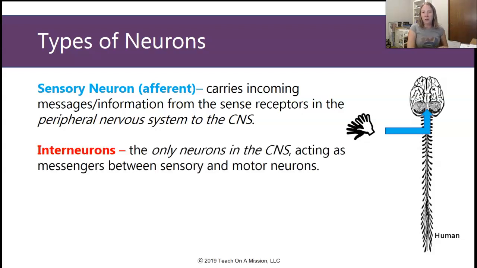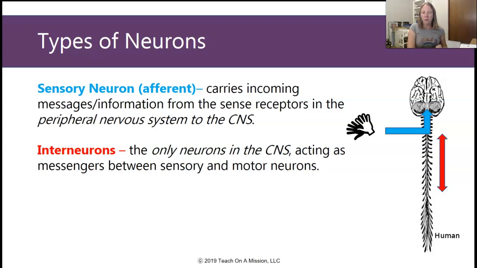Next, we have interneurons. These are the only neurons in the CNS. So your central nervous system is comprised only of interneurons, and they act as the messengers between sensory and motor neurons. So they kind of connect back and forth between the two.